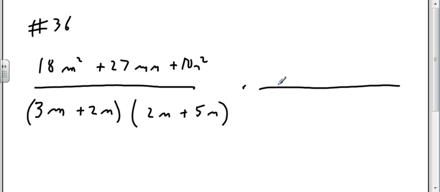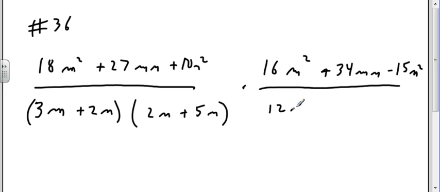Okay, the guy in the bottom goes on the top, and I don't see him right away: m squared, 34mn, 15n squared. And the other guy, I don't see him right away: 12m squared minus 8mn minus 15n squared. Okay, so that's what I got.